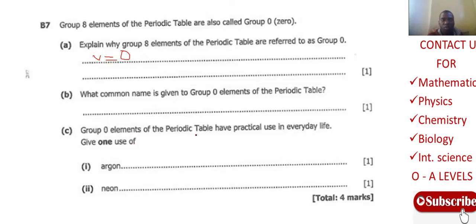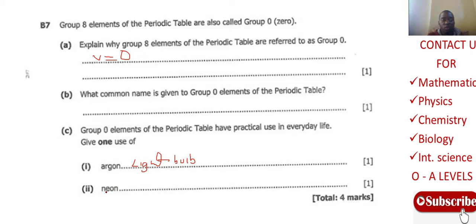Group 8 elements of the periodic table have practical use in everyday life. Give one use of argon. So this one is used in a light bulb. Okay, it's used in a light bulb. So in a bulb you find argon. Okay, we go to neon. Neon is used in advertising signs. We see when we are moving around on the road, you see some advertising signs and all that.